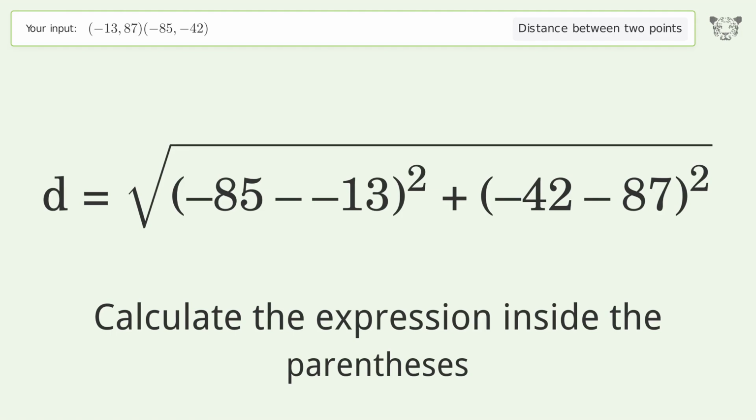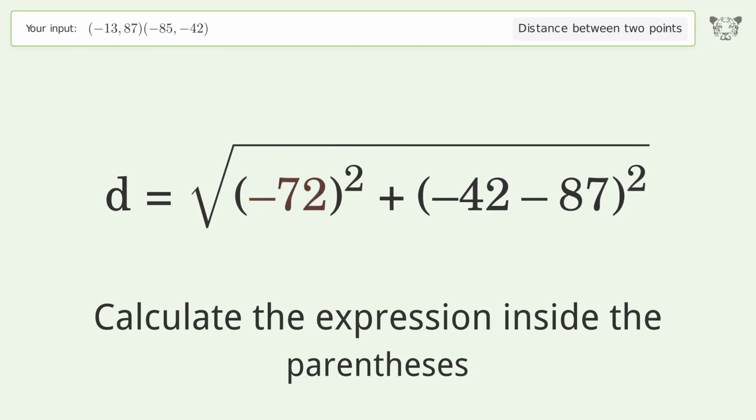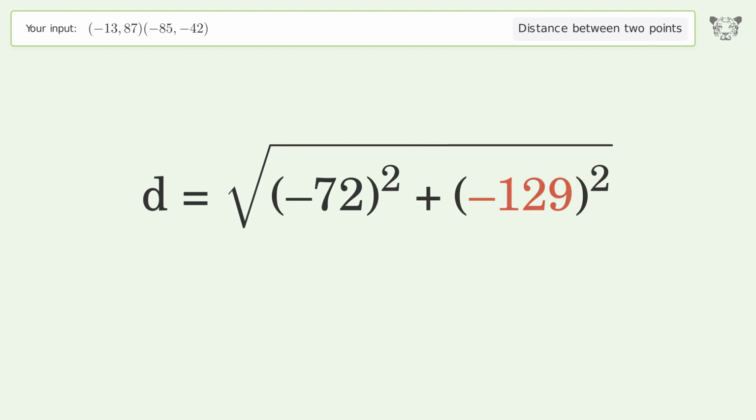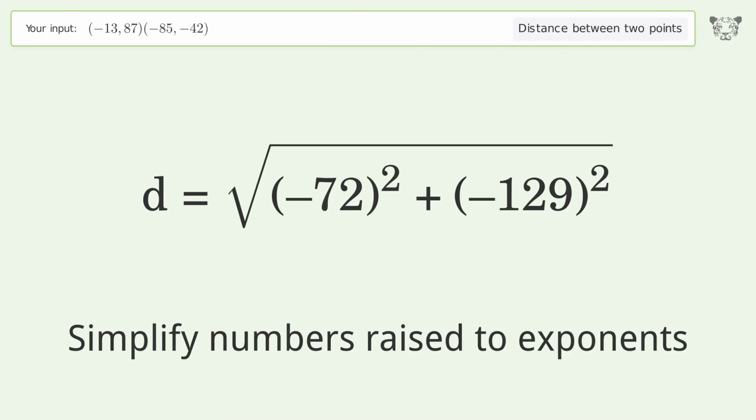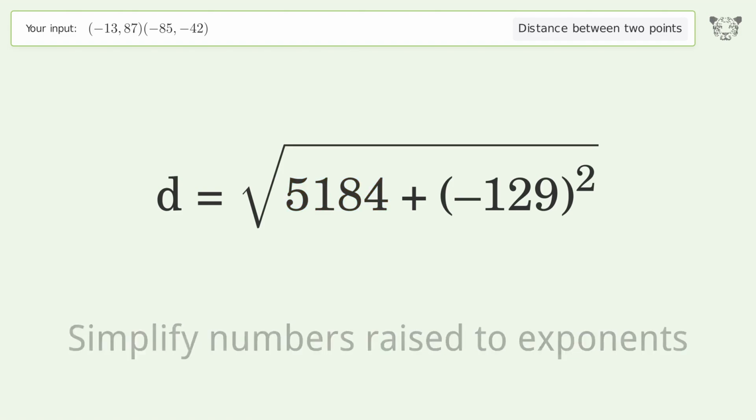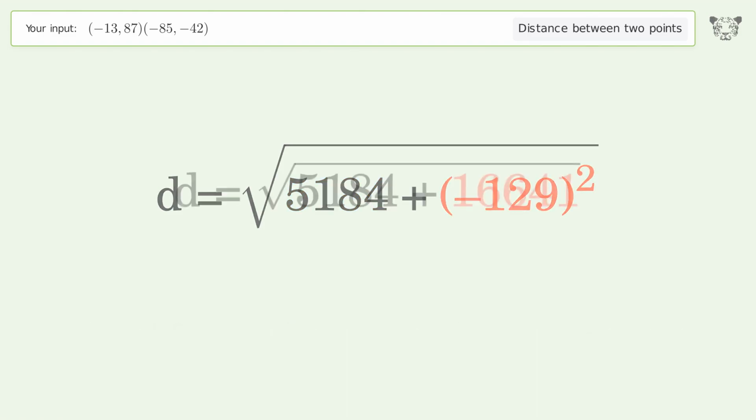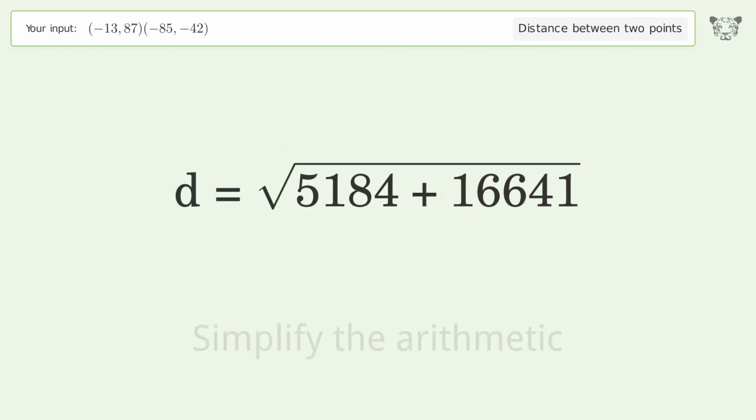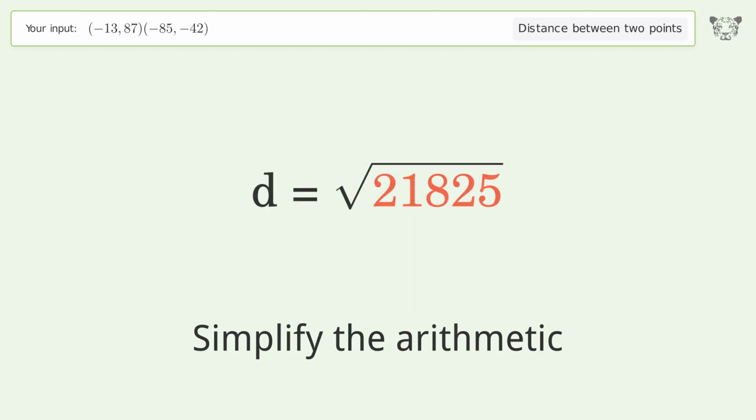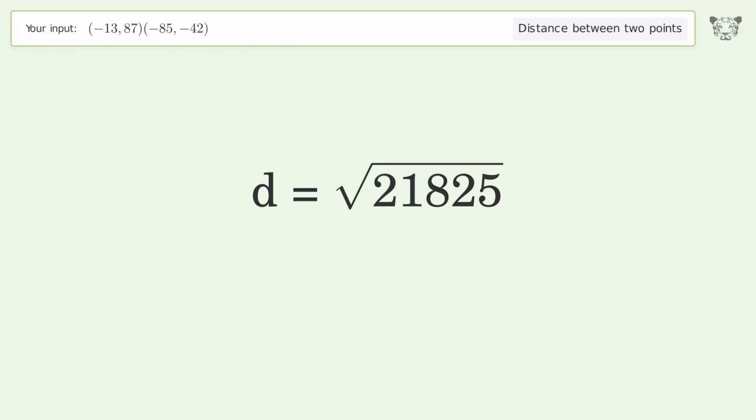Calculate the expression inside the parentheses. Simplify numbers raised to exponents. Simplify the arithmetic. And so the distance between the 2 points is the square root of 21,825 or 147.733.